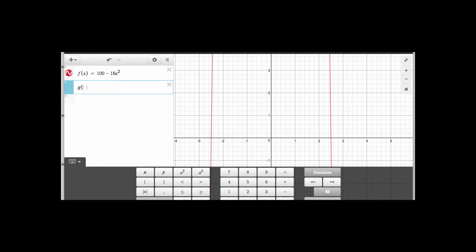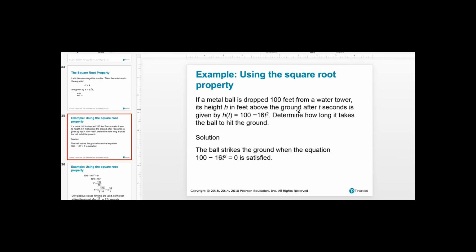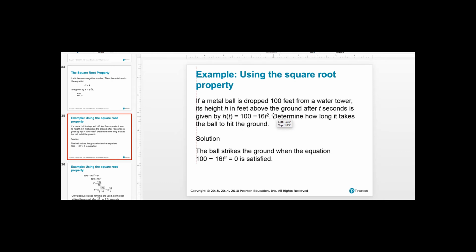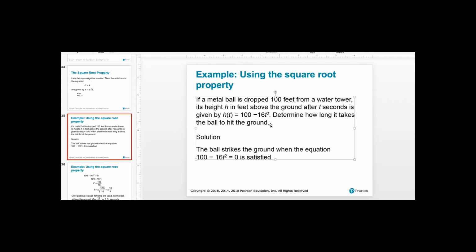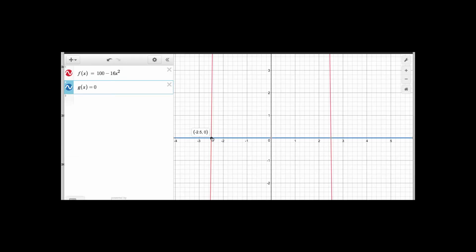Because that was what the question had asked. If you look here, it says, determine how long it takes to hit the ground, where h is the height. So we care about when it hits the ground, which is 0 feet. That's where the 0 came from in this specific example. And notice it hits the ground at negative 2.5 seconds and at 2.5 seconds.